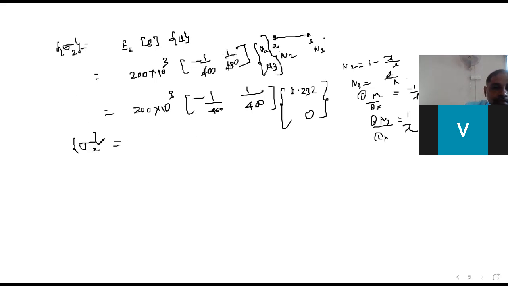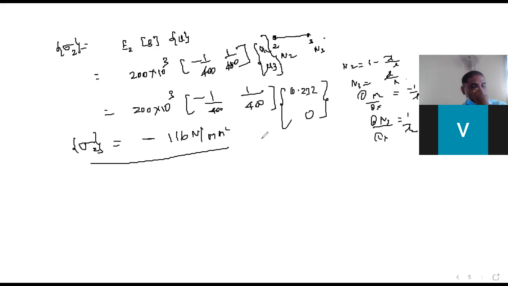Okay, so if you simplify this equation, you will get the value of sigma 2, which is a minus value. Minus value indicates a compressive force which is acting. The above case will be having tensile force in the first element. Here it is compressive force in the second element. Okay, and you get the value of stress in the second element. So you get minus 116 Newton per mm square. Okay, so this is the value of stress which is acting in the second element, which indicates a compressive stress.